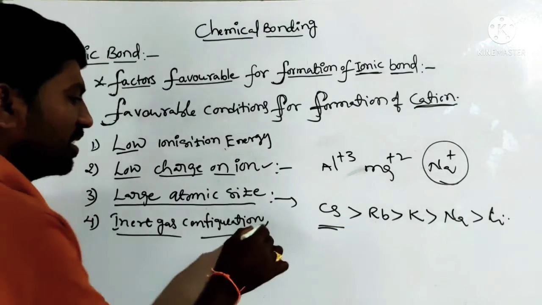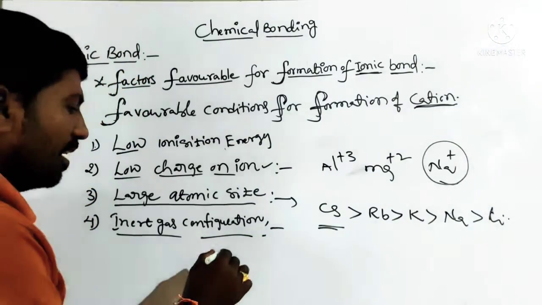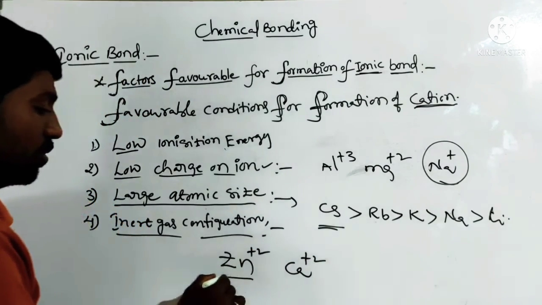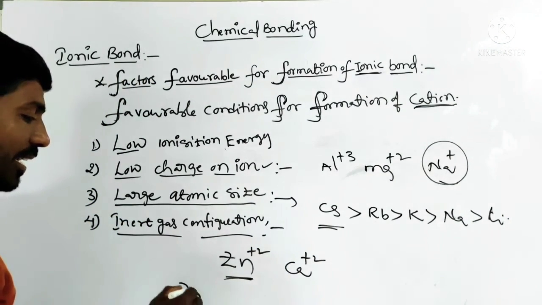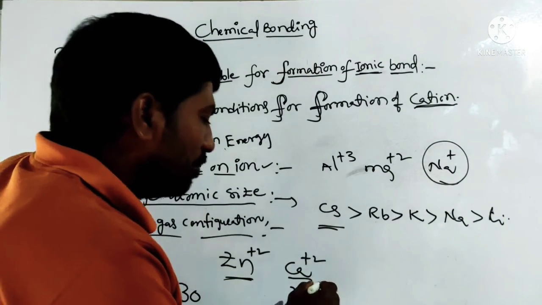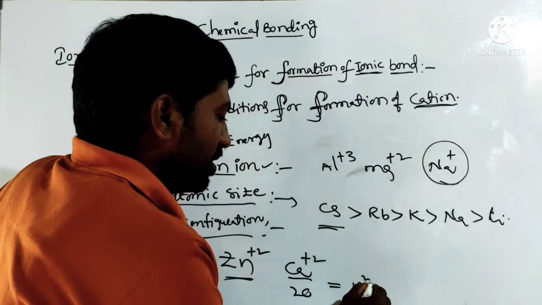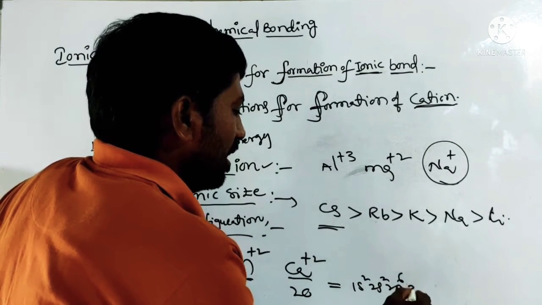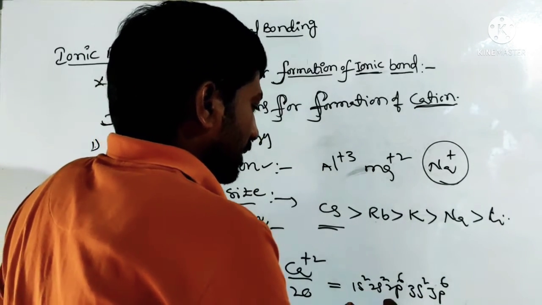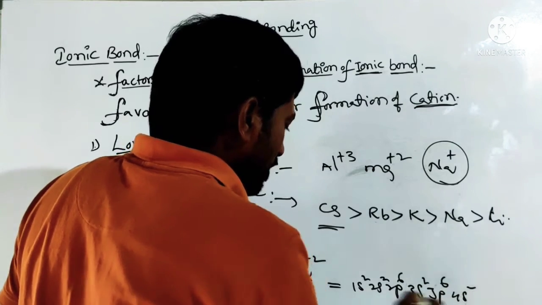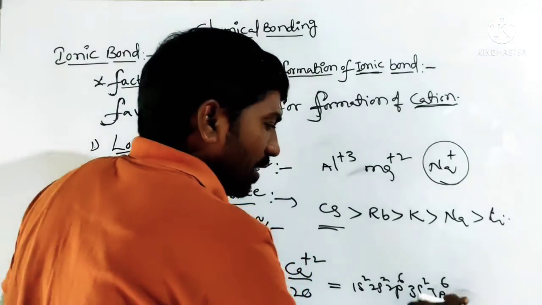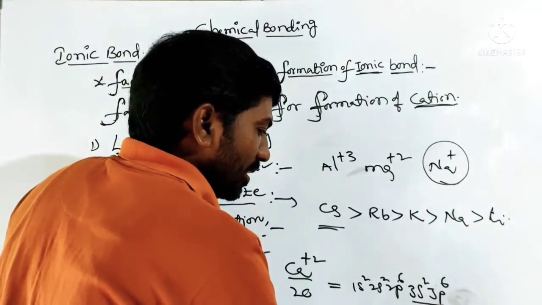Next, inert gas configuration. Here, inert gas configuration makes it easy to form a cation. For example, Ca plus 2 and Zn plus 2. Ca is atomic number 20 and Zn is atomic number 30. Plus 2 means we can remove 2 electrons. Calcium is 1s2, 2s2, 2p6, 3s2, 3p6, and 4s2, so plus 2 means we remove the 4s electrons, leaving 8 electrons.